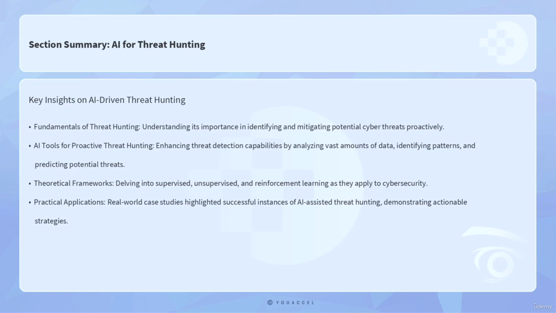and enhance overall effectiveness. Throughout these lessons, you have acquired a comprehensive understanding of the basics of threat hunting, the role of AI tools, theoretical frameworks, practical applications, and the challenges faced. This knowledge equips you with the skills to implement and refine AI-driven threat hunting strategies in your own cybersecurity practices.